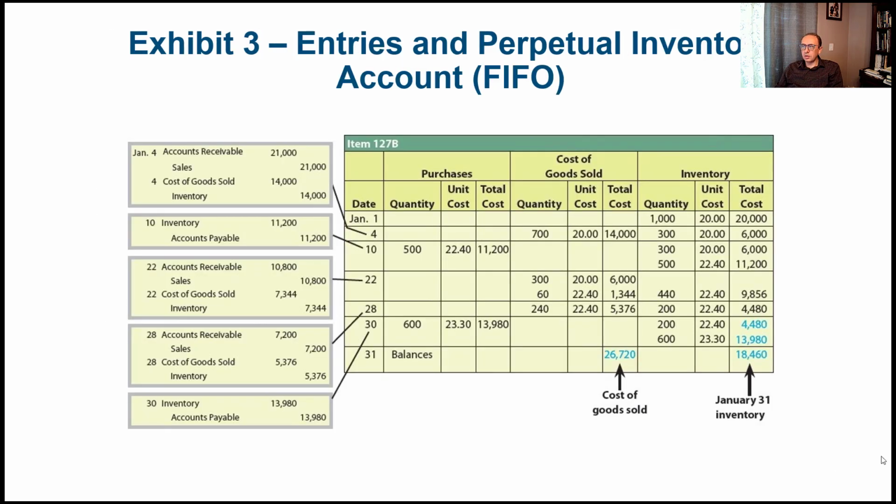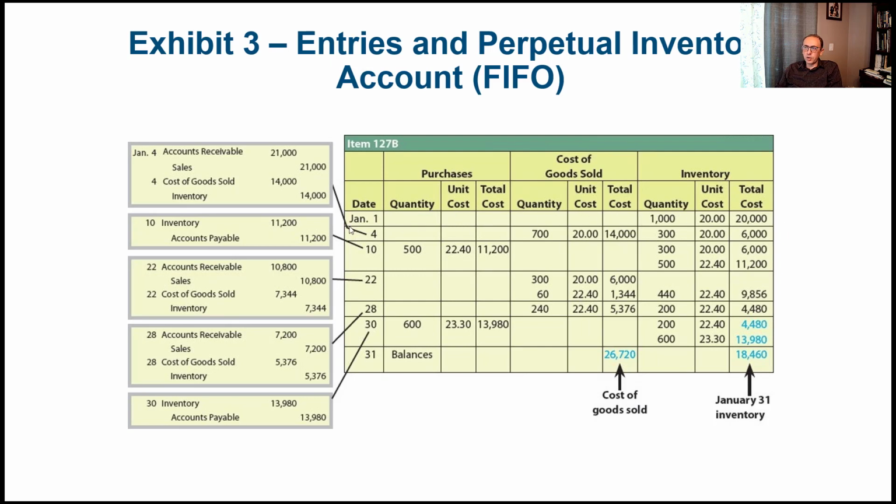So let's see here. In order to solve this problem, or try to calculate the cost of goods sold and the ending inventory, which is our ultimate goal here, the best approach is to create this kind of table, where we have a column for date, a big column for purchases, a big column for cost of goods sold, and a big column for inventory balance. And then for the purchases, we're going to divide it into quantity, unit cost, and total cost, and same thing for cost of goods sold and inventory.